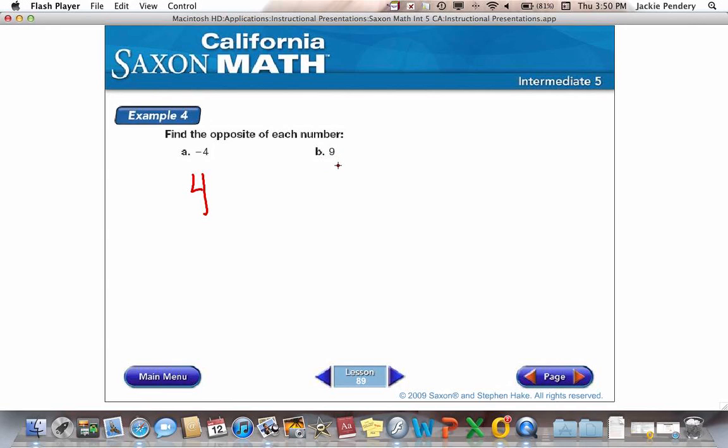B, we have positive 9. Its opposite will be negative 9. Again, if we were to add these together, we would end up with 0. So any number plus its opposite will equal 0.